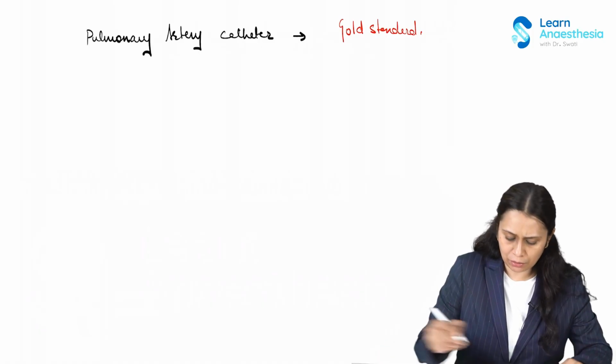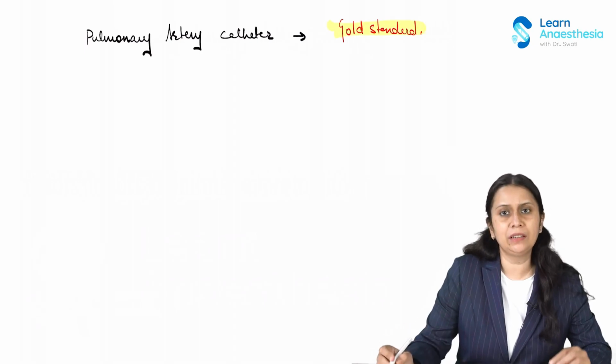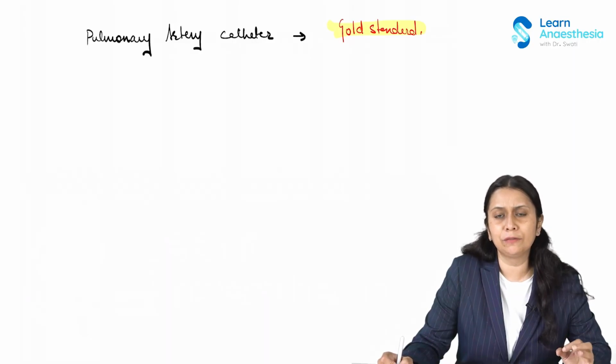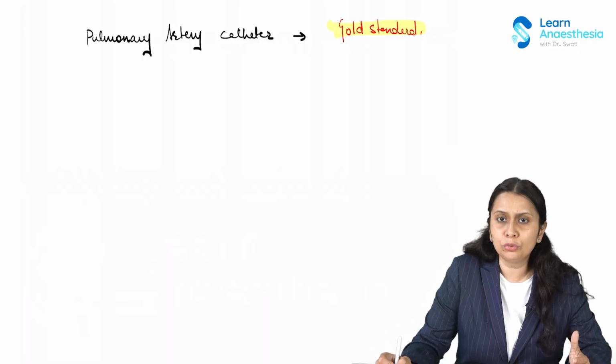Pulmonary artery catheter. Once upon a time, this was considered as the gold standard, but a lot of studies have shown that use of pulmonary artery catheter in critically ill patients for, let's say, hemodynamic monitoring for fluid therapy has not been shown to improve the outcome. Rather, it has increased the morbidity and mortality in the patient.